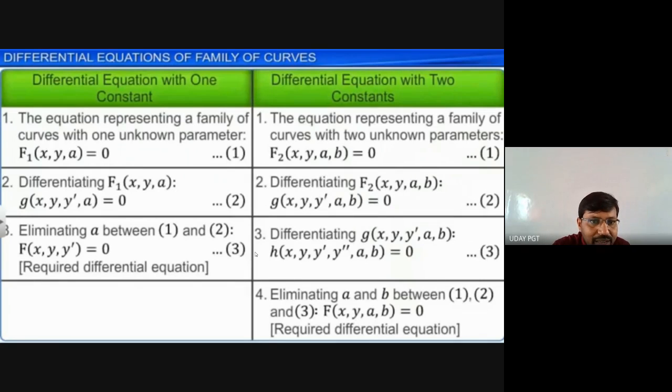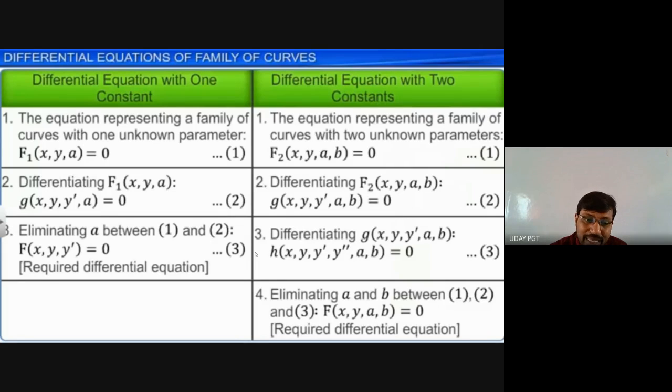Okay, so the differential equation with one constant: the equation represents a family of curves with one unknown parameter. For differential equations with two constants, two variables will be there. So differentiating this with respect to x on both sides, we are going to get another function in which x will be the variable, y will be there, and dy by dx will be there, and constant a is equal to 0. Some a will be eliminated.